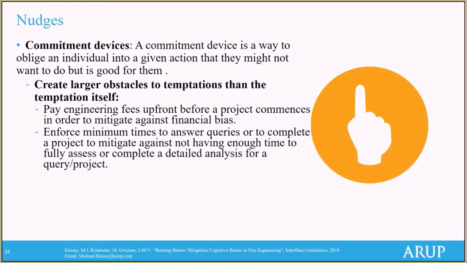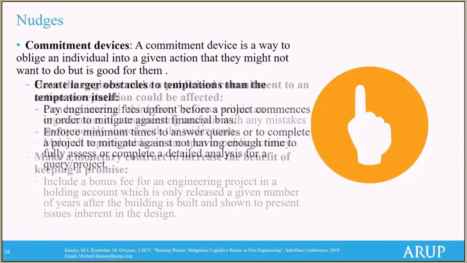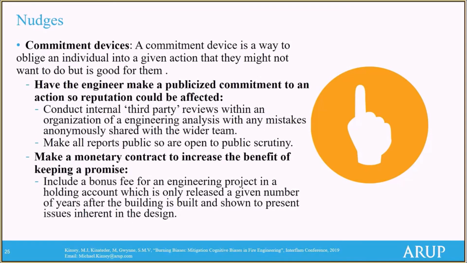Perhaps on a less severe note, we could employ similar tactics within engineering. One commitment device would be to create larger obstacles to temptations than the temptations themselves. For example, maybe paying fire engineer fees up front before a project commences in order to mitigate against financial bias, so that you get a more objective view. Another is enforcing minimum times to answer queries, so that people have enough time to make an appropriate decision without being pressured into making a given decision. Having an engineer make a publicized commitment to an action means reputation could be affected. This is perhaps through conducting third-party reviews, or making all reports publicly available, so they're open to public scrutiny. Another thing is we could make monetary contracts to increase the benefit of a promise. So include bonus fees for a bit of engineering work, which is only paid maybe a number of years after a project is finished. Again, this creates a commitment device for doing good work.